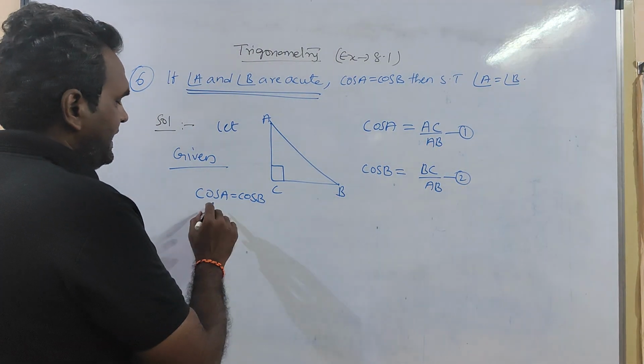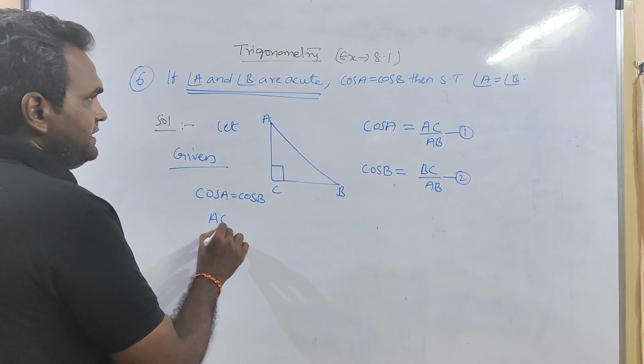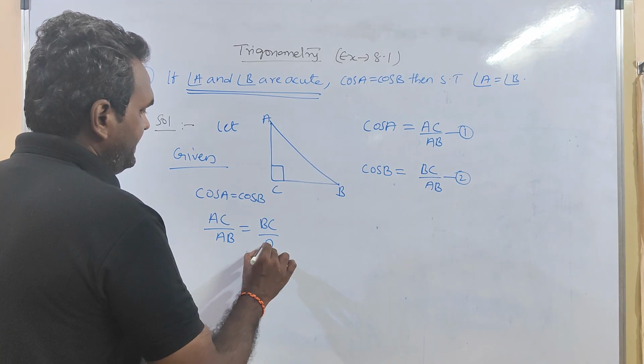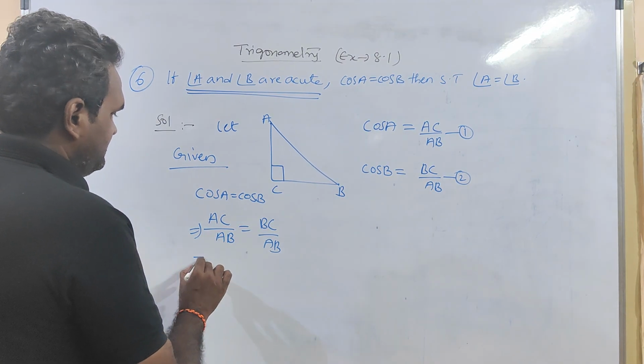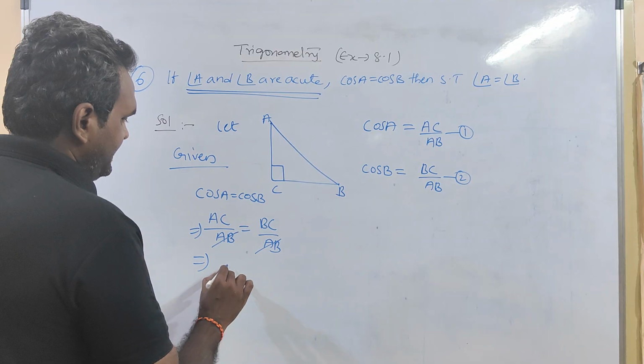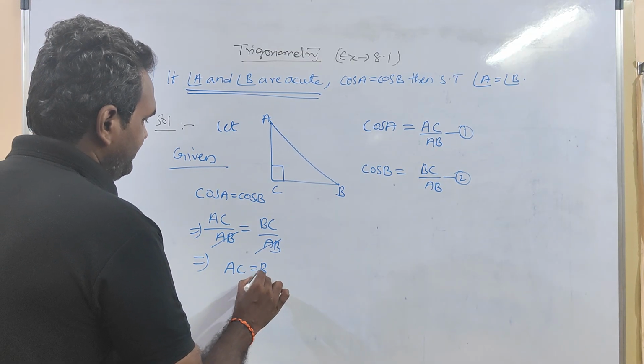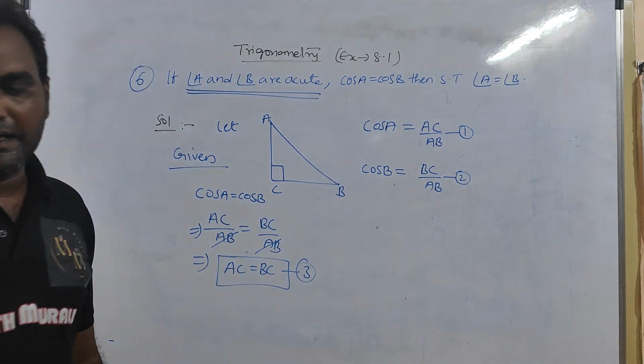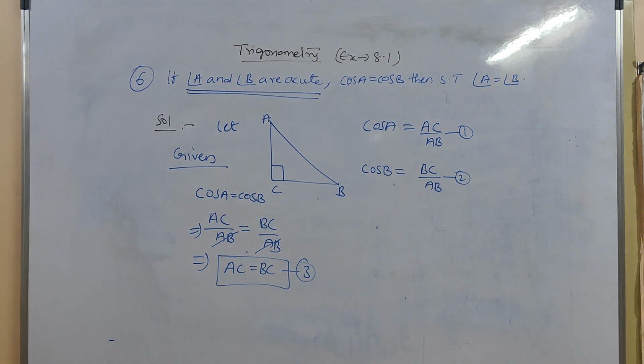Okay. What I have to do, I will make it here. AC by AB is equal to BC by AB. This implies cancel AB on both sides. AC is equal to BC. This is my third equation. For our convenience, we are making the equations. After getting the third equation, what will we do? They are asking us to prove angle A is equal to angle B. How to prove? We will see.